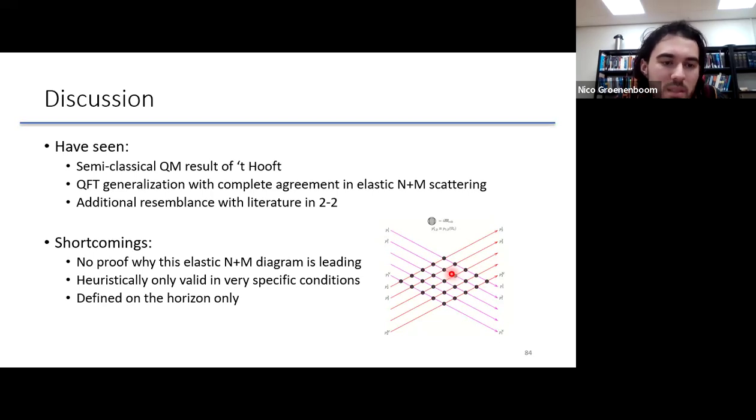result. However, we also didn't have a strong desire to prove that this is a leading result, because at this point we only want to find the corresponding diagram that retrieves the 't Hooft result. And the fact that it does that also gives some reinforcement that this diagram does make sense, at least in some way, because we find the correct agreement. And finally, this whole scattering is defined only near the horizon, on the horizon, and it would be nice to properly bridge this at some point to asymptotic infinity.